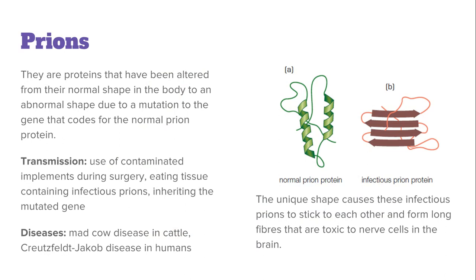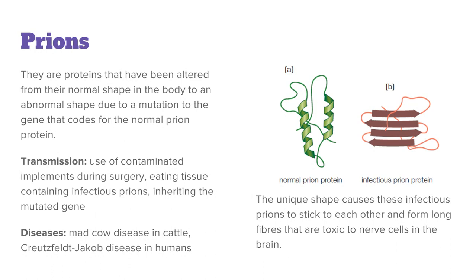First example are prions, and they're proteins that have been altered due to a mutation. And we can see here in the diagram the normal protein compared to the infectious prion protein. The way in which people can contract prions is through the use of contaminated implements during surgery. We can eat tissue containing infectious prions. So that usually happens if we don't cook meat properly. And then some people also inherit the mutated gene.